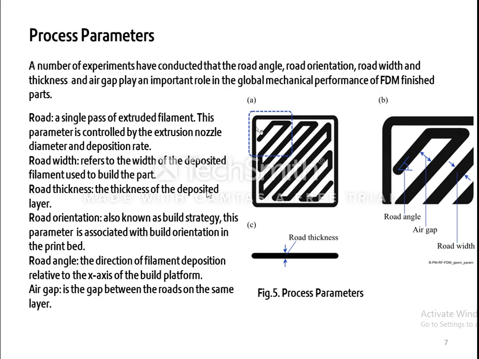There are different process parameters like rod angle, rod orientation, rod width and thickness, and air gap, which play an important role in the global mechanical performance of the FDM finished parts. As shown in the figure, the rod thickness is the thickness of the deposited layer, and the rod angle is the direction of the filament with the x-axis of the build platform, and air gap is the gap between the rods of the same layer.